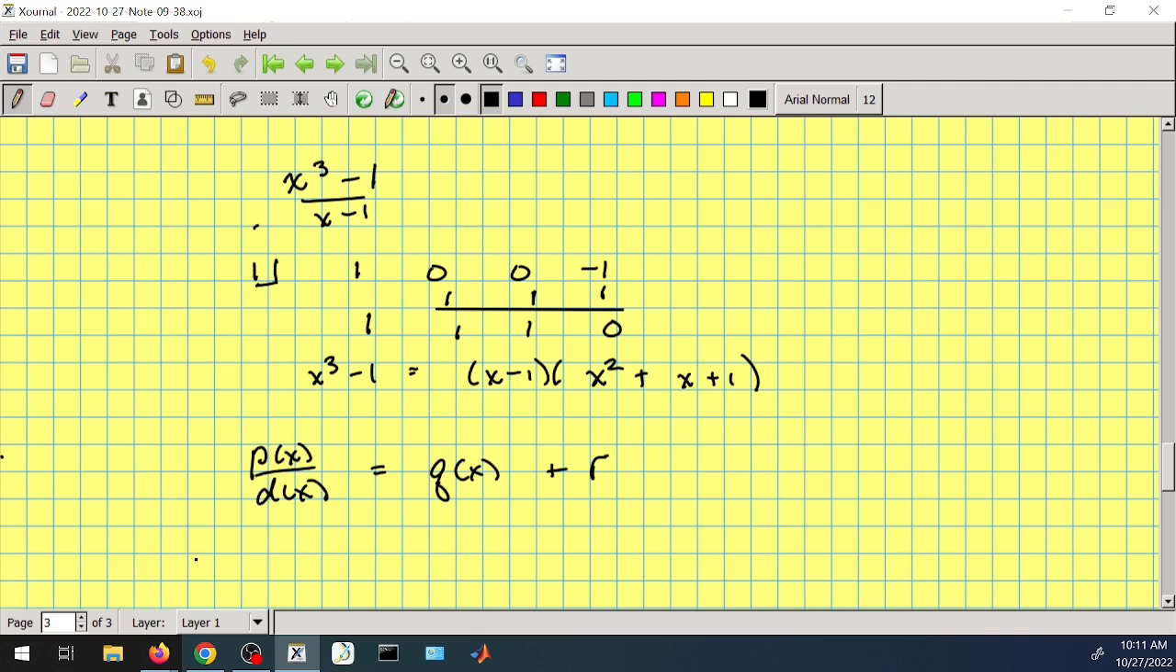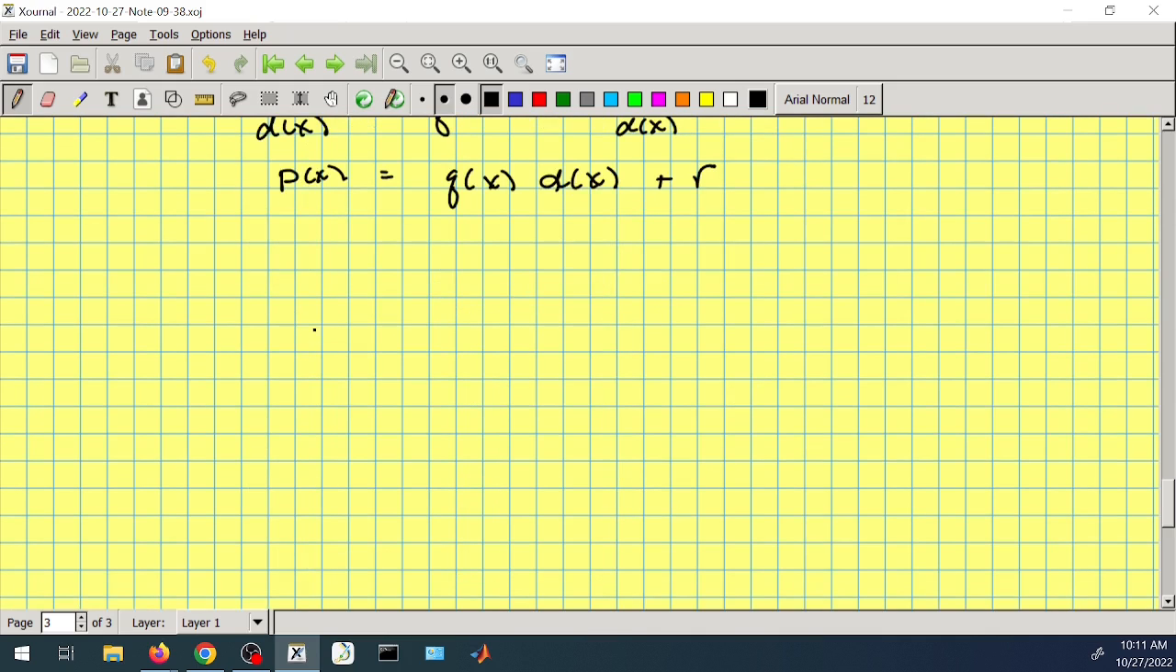Then the division algorithm says that the dividend, p of x, divided by d of x, is equal to q of x plus the remainder divided by d of x. By the way, I wrote the remainder wrong. Then p of x equals q of x times d of x plus r. This is the division algorithm. So if I want to know the polynomial at a, I divide by x minus a.